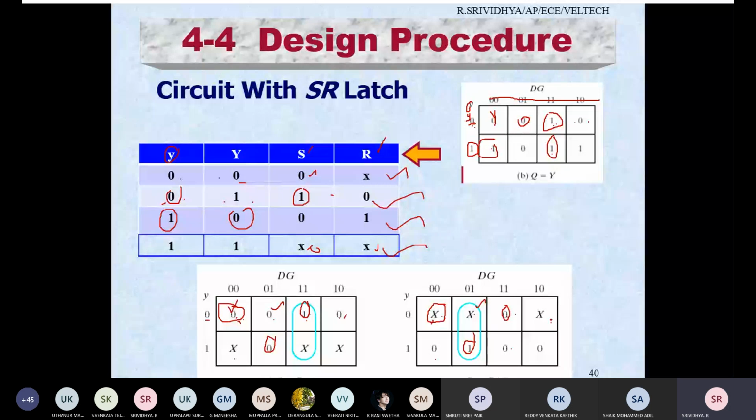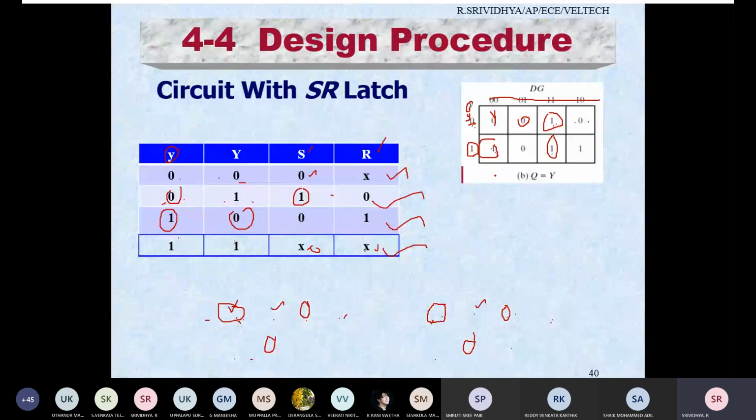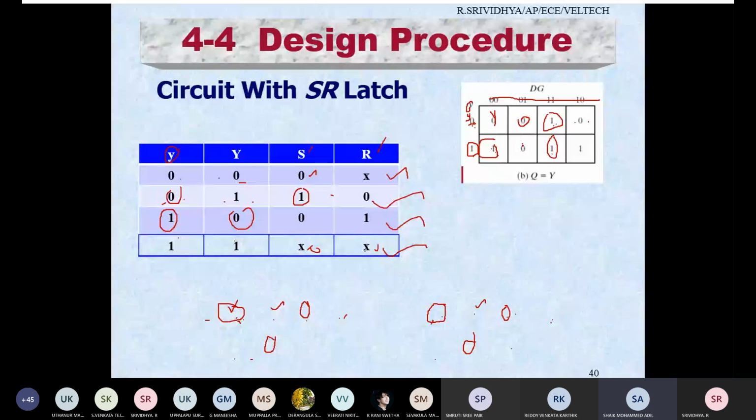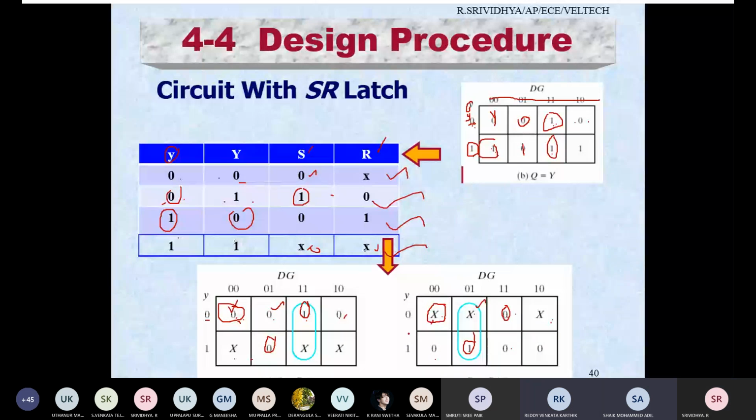Right? So now coming to the second row, it is 1 and 1. So for 1 and 1, it is don't care. Yes, 1 and 1 only. This side also it should be don't care now, ma'am. Yes, don't care. It should be don't care. Correct.